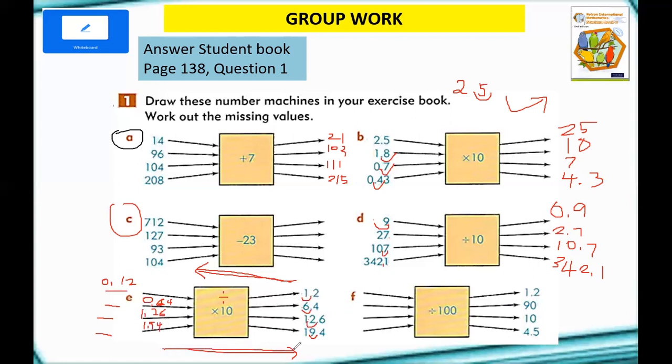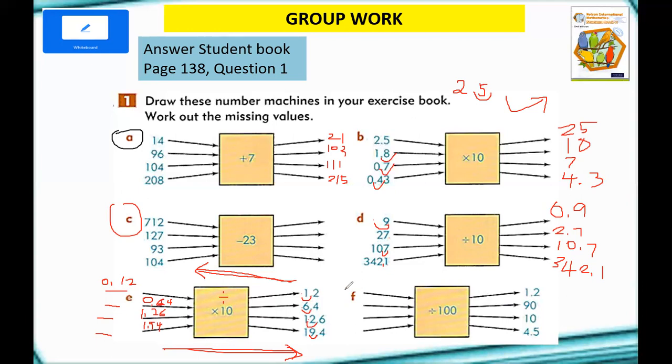So we are going to check by going back. Okay, so 0.12 times 10. So we are going to the right once. So it's correct. 0.64 times 10. So we will move once to the right. So 6.4. 1.26 times 10. So it will be 12.6. 1.94 times 10. It will be 19.4. Okay, I hope you understand this part. So don't forget, when the input is missing, you're going to do the inverse of the rule. Okay, so instead of multiply, you need to divide by 10.